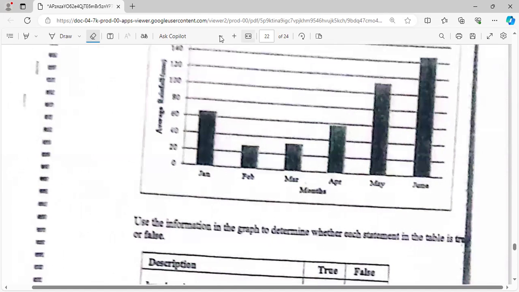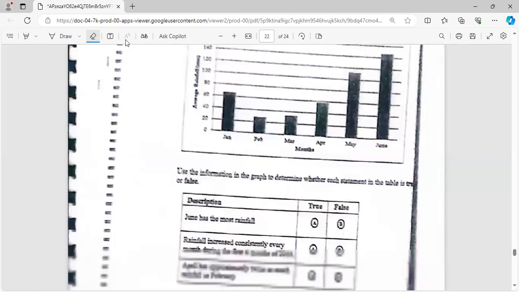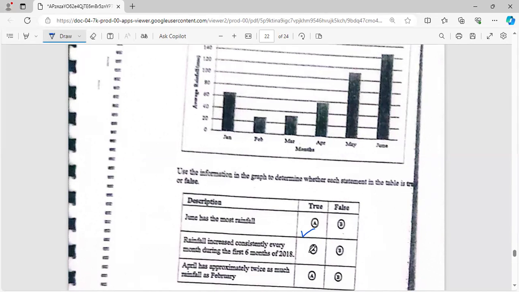True. Yeah. So guys, I like the true or false because you can literally look on the graph. But you know why these are probably so easy? Because in most cases, some persons might not be finished. So just pace yourself. The more you practice, the faster you actually become. All right, rainfall increased consistently every month during the first 6 months of 2018. False.